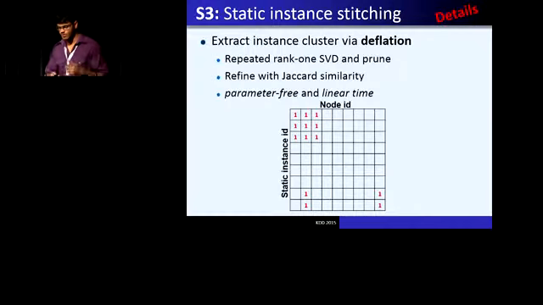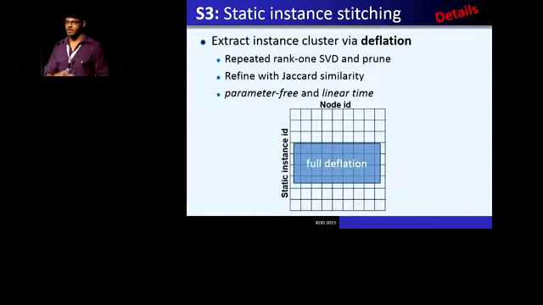But you might notice that the top 3 instances and the bottom 2 instances should probably be clustered separately. When we refine with Jaccard similarity, we'll see that these bottom 2 instances are not really part of this cluster, and we'll perhaps only throw out the relevant cluster. We'll again do this. Jaccard similarity will be high. We'll prune this out. Our matrix is fully deflated. There's nothing else to do here.